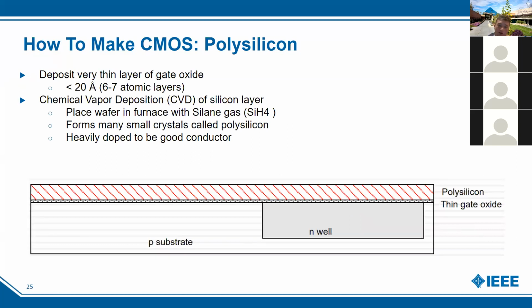So obviously we need the thin gate oxide and the polysilicon, because we're making the transistors. We need that insulation and the polysilicon on top of it to create the transistors. And so you deposit a very thin layer of gate oxide and then use chemical vapor deposition of silicon layer, place wafer in furnace, and then forms many small crystals called polysilicon, heavily doped to be a good conductor. And so this will be used as our gate, depending on how many inputs that we need.